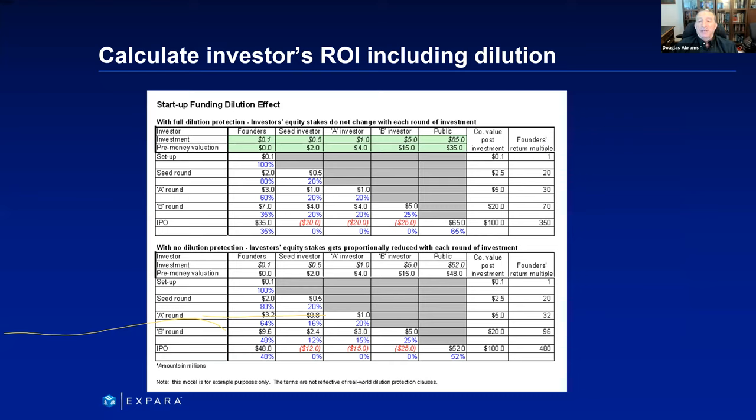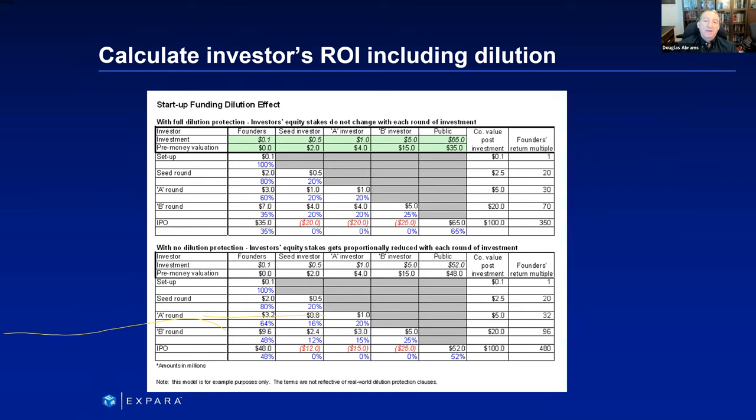Excessive dilution is a bad thing, meaning if the shareholders, including founders, are over diluted, that's wrong. That's a bad thing. But normal dilution is actually a good thing, because normal dilution is what happens during the normal growth of venture funded companies.